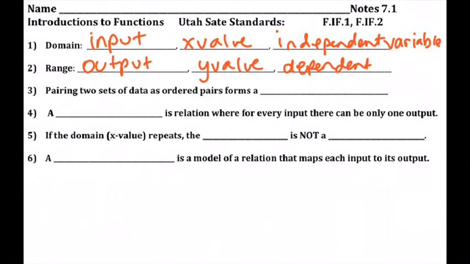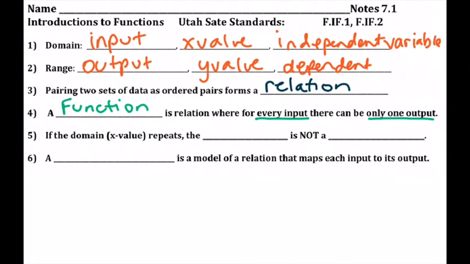And so number 3, pairing 2 sets of data as ordered pairs forms a relation. There's nothing necessarily special about a relation. It's just a set of ordered pairs. So it might be 1 ordered pair, it might be 20 ordered pairs, or it might be 1,000 ordered pairs. It's just a bunch of ordered pairs, okay? However, there is a special kind of relation, and it's called a function. So a function is a relation where for every input, and I'm going to underline that, for every input, there can only be one output, okay?